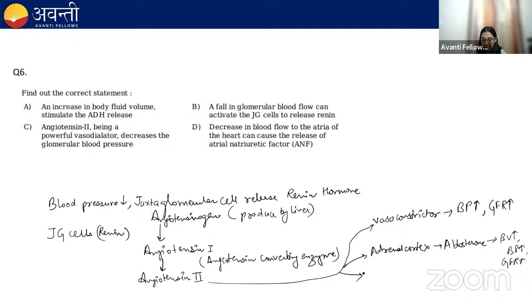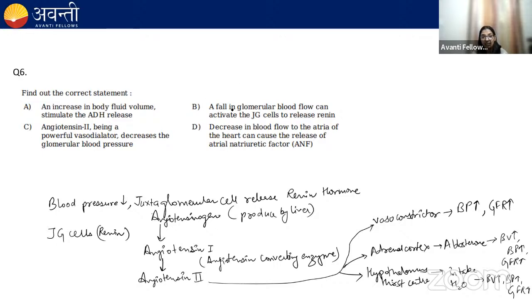This angiotensin 2 also acts on the hypothalamus thirst center. When you feel thirsty, you will drink water, okay? So it will result in the intake of water. If water is taken in, then the blood volume will increase, which increases the blood pressure, and the glomerular filtration rate also increases.